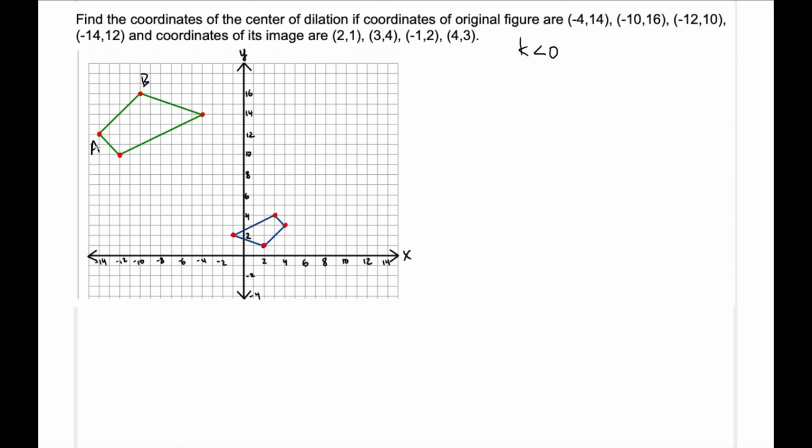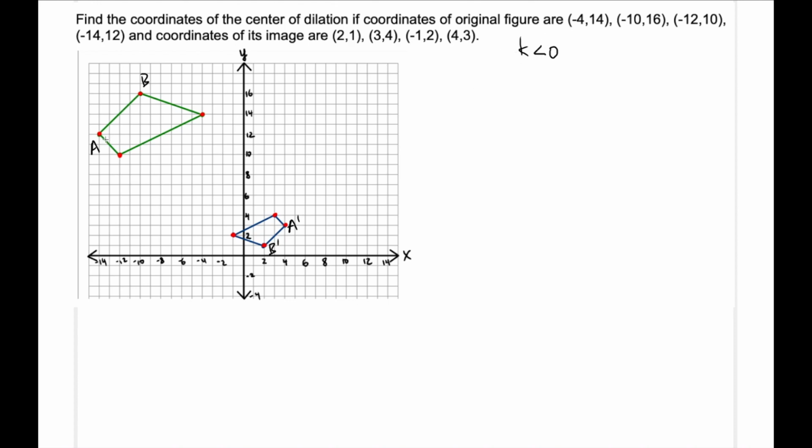If this is AB, we know that this is going to be A prime and B prime. And again, why? Because we're talking about opposite directions. Because K is less than 0, it's going to be the opposite ends. This is not going to be B prime, but rather A prime, and the bottom one will be B prime, again because the scale factor is negative.